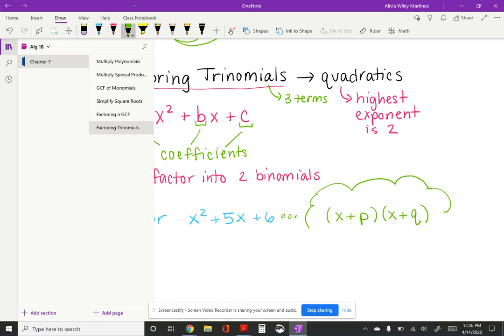So if we went ahead and did that, we would have x times x is x squared, x times q is qx, p times x is px, and p times q is pq. Okay, and following along with the process where we would combine like terms, these are x terms, we would be left with x squared plus, now I can't literally add p and q together, but I can represent it as a quantity of p plus q times x.